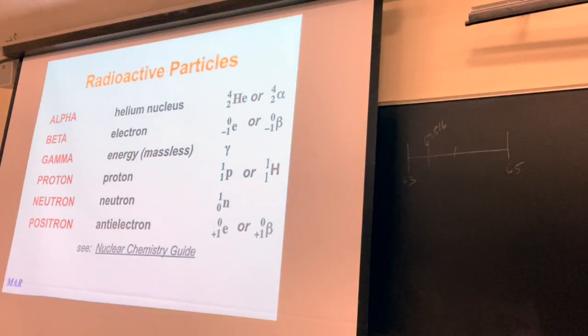And this is called a positron. A positron is an anti-electron. So if an electron is 0 minus 1e, notice down here, 0 plus 1e. This is not a proton, it's an anti-electron. And you can have a beta right there.